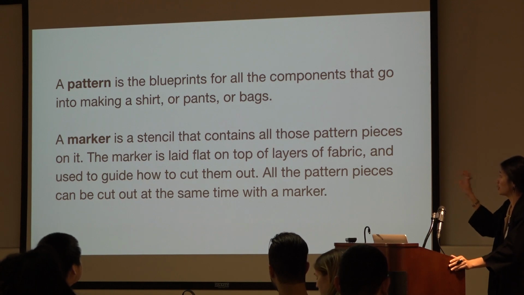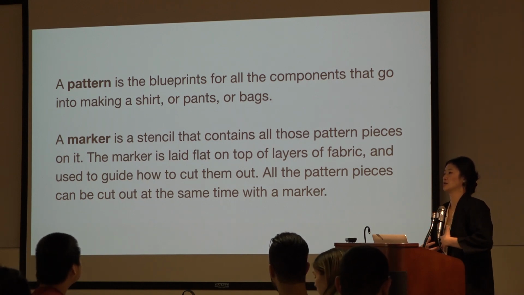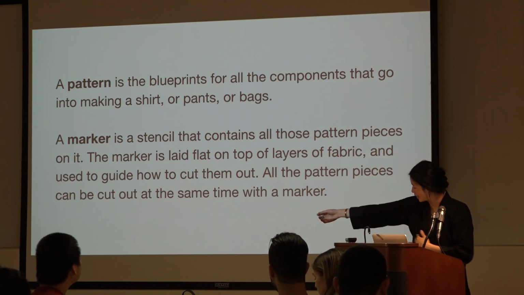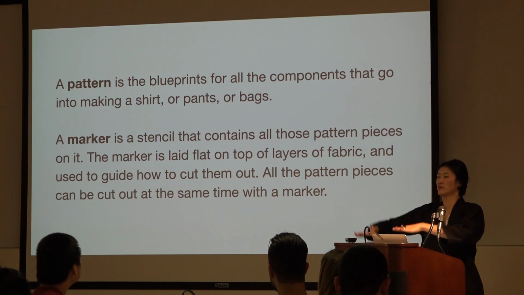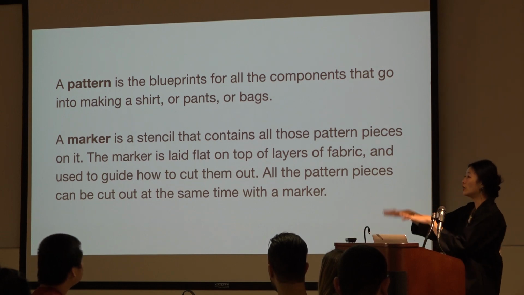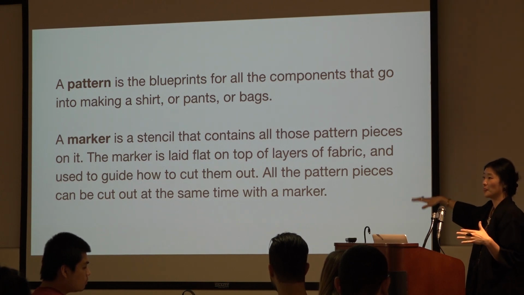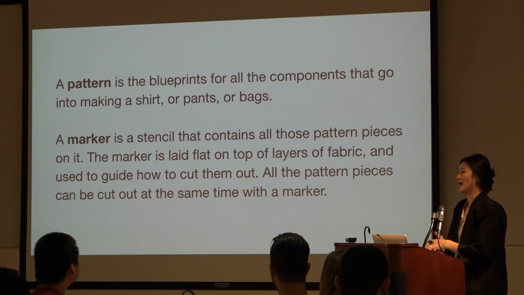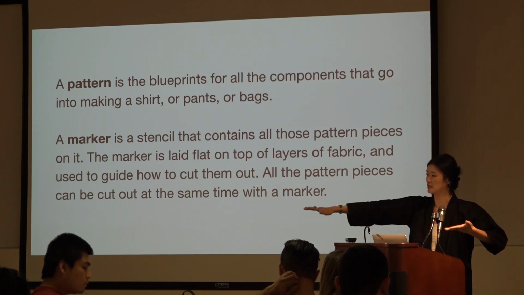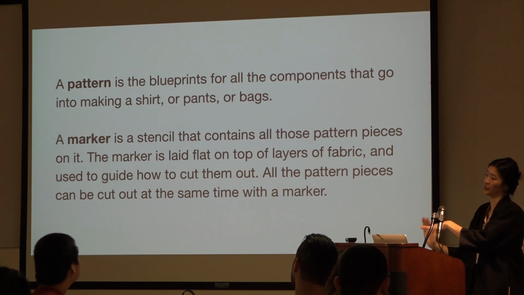So we start with a pattern. A pattern is basically the blueprint for all the components that go into a piece of clothing. So if I were to take my coat and chop the sleeve off and then cut it in half and lay it flat, that would be a pattern. All those pieces laid out on a piece of paper is called the marker. And the marker is used as a stencil to guide the cutting process. The marker has all these pattern pieces laid out flat, and then it's laid on top of piles of fabric so that it can all be cut out at the same time.